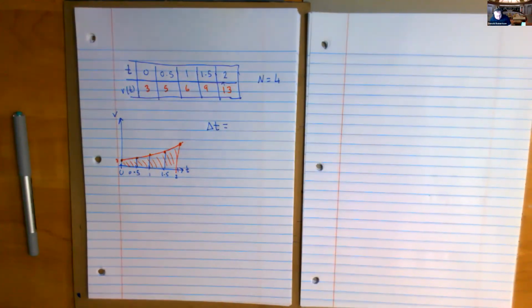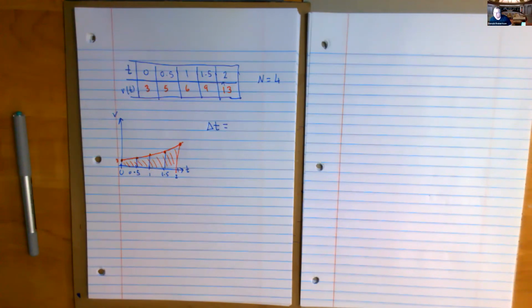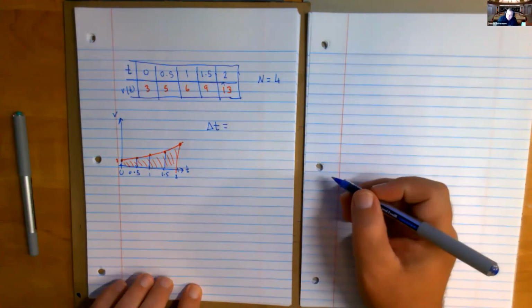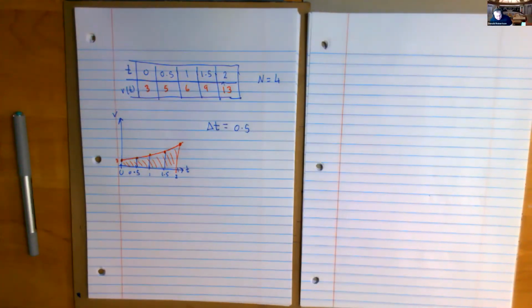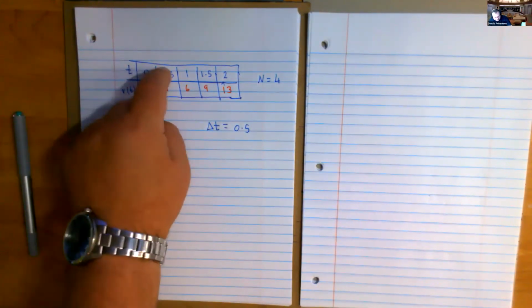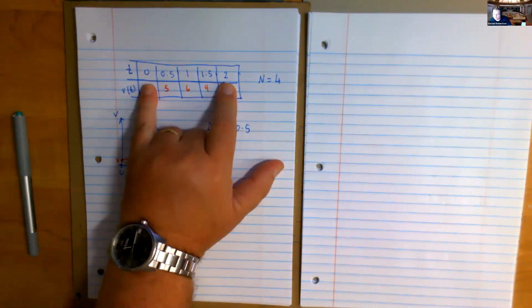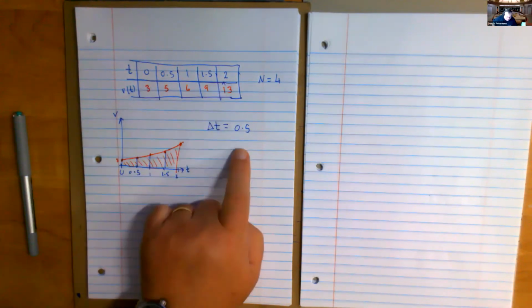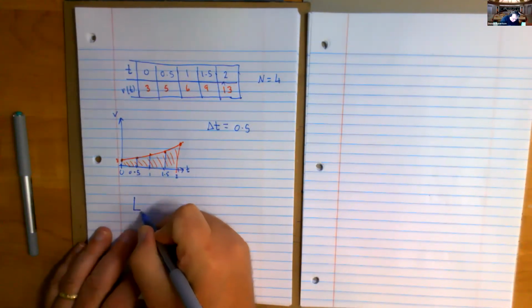What would be the width of each rectangle? Because that's what delta t represents. On this table, what's the width? 0.5. Exactly. Now, if they didn't tell me, although it's kind of obvious, wouldn't it just be 2 take away 0 divided by 4? Right, you'd still get 0.5. Now, let's suppose I decide to do L4.